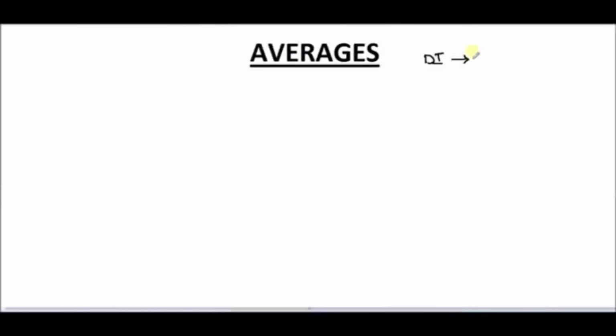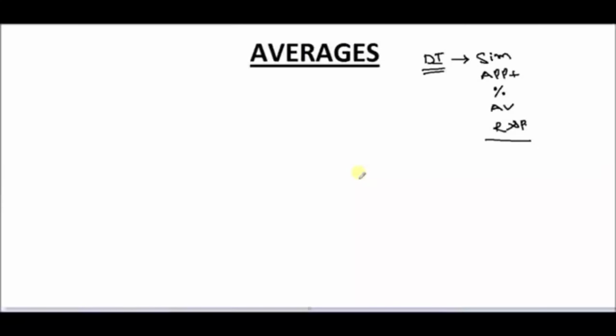For that matter, in data interpretation, to solve these questions, you must be thorough with simplification first. Next one is approximation and rounding off. Third one is percentages. Next one is averages. Next one is ratio and proportion. If you are thorough with these topics, I'll tell you how magically you can solve data interpretation questions. I'll give you the best out of best shortcuts. But meanwhile, let us go for this averages chapter.